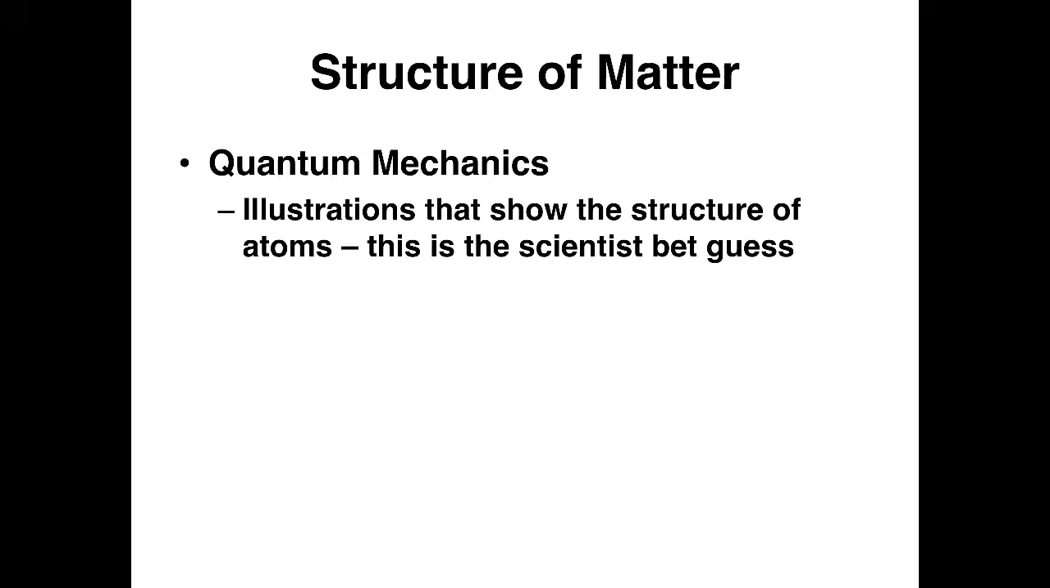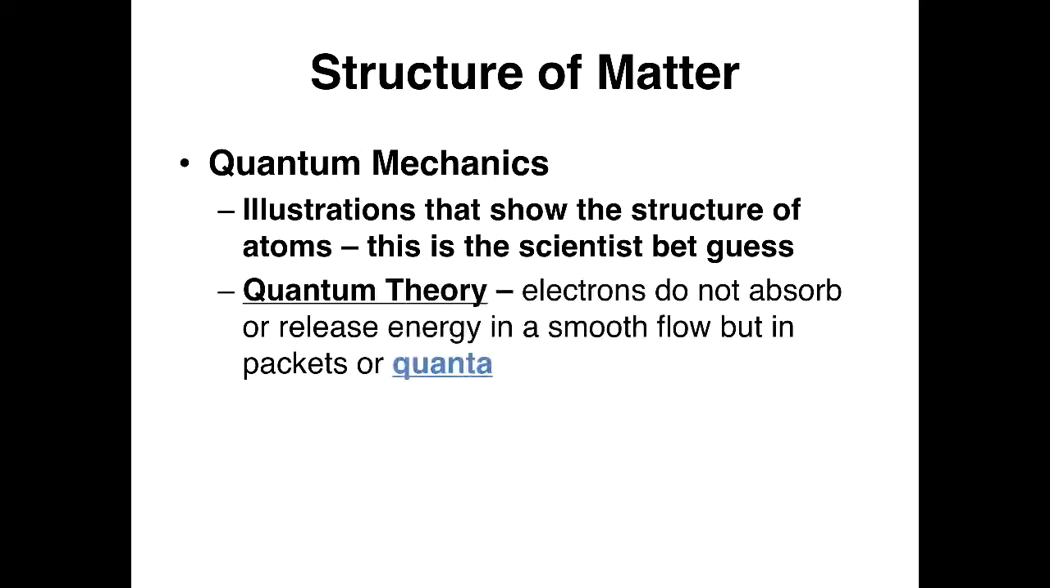It's a bet that is based on the data as we know it. When we do this, we talk about models, and a model is an idealized, almost cartoon-like structure that helps us to understand how we think things are actually functioning and how things are put together. So quantum theory states that electrons do not absorb or release energy in a smooth, continuous fashion, but they release energy in packets known as quanta.